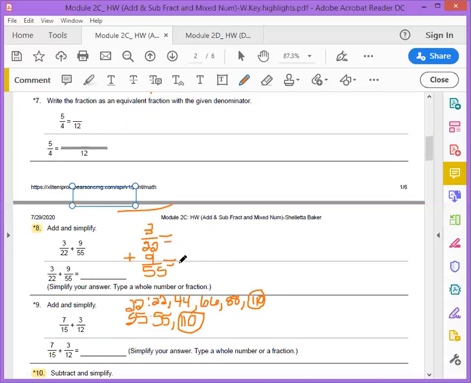Once you find your least common multiple, then you want to rewrite your fractions so that they each have that least common multiple in the denominator. So we want both of these fractions to have 110 in the denominator.